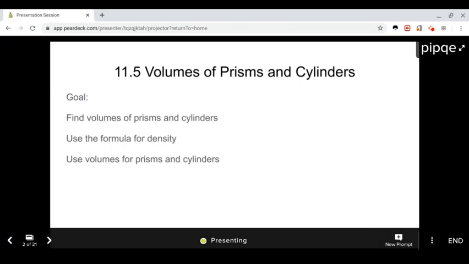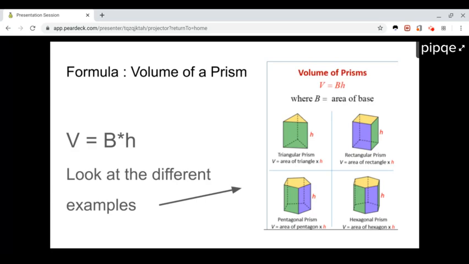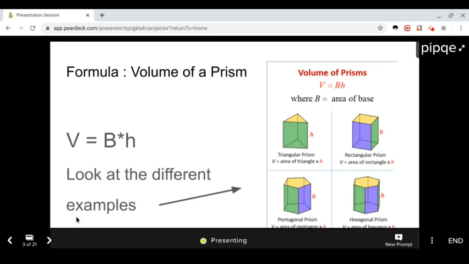Okay, so then today we're going to go ahead and do 11.5 volumes of prisms and cylinders, and the goal is to find volumes of prisms and cylinders, use the formula for density, and then use the volumes for prisms and cylinders. So the very first thing that we're going to be looking at is we have this formula for a prism, and it is base times the height.